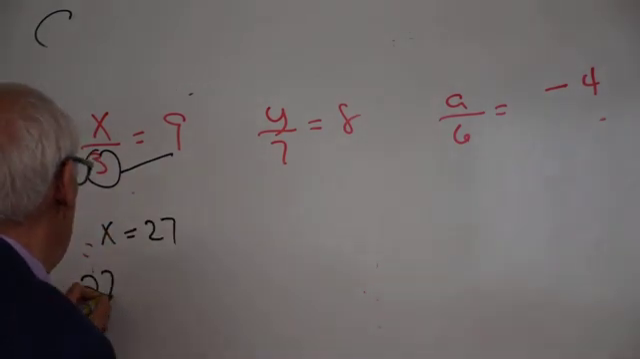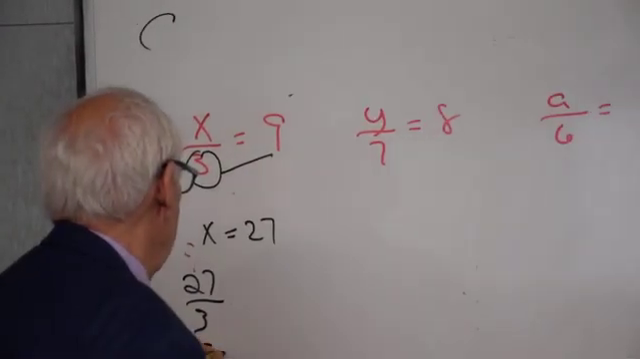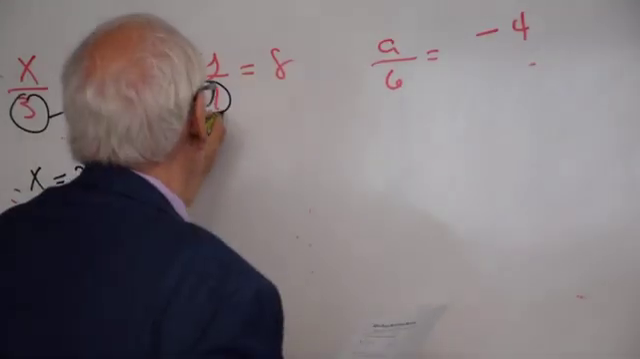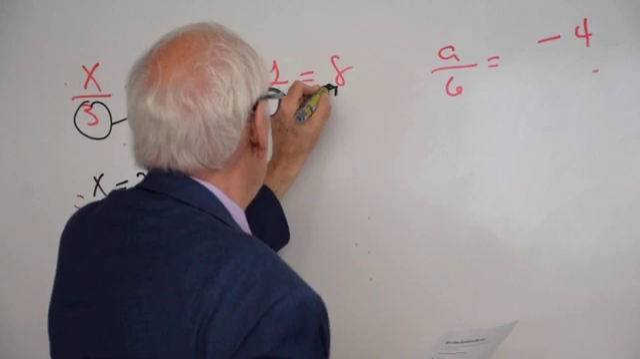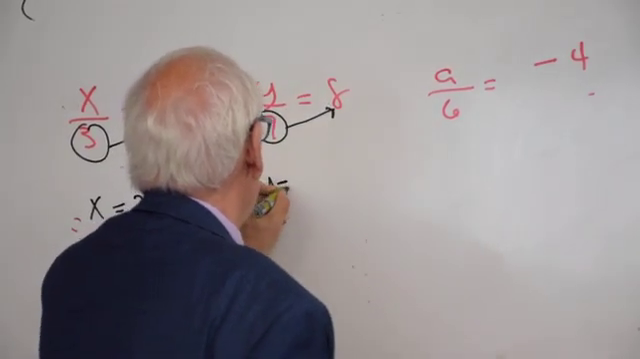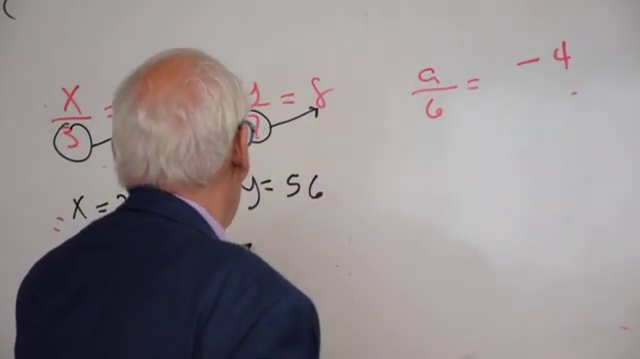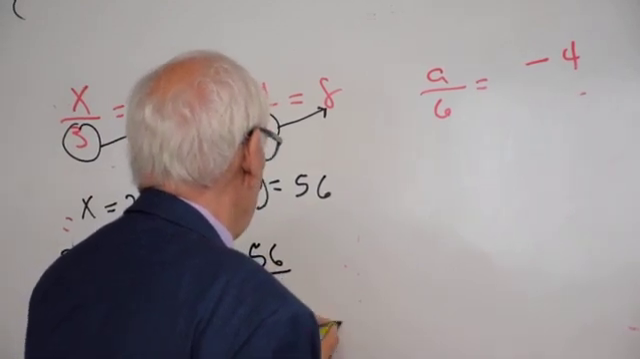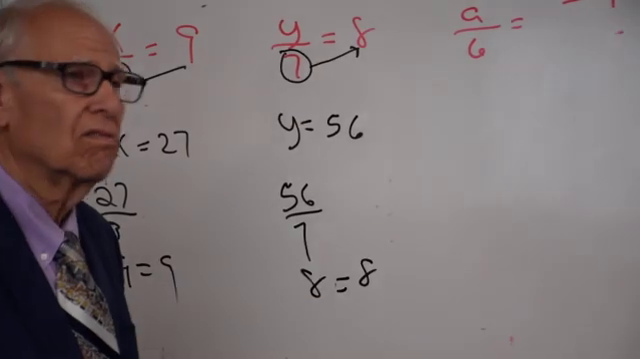So what's 27 divided by 3? 9 equals 9, right? That's what we're saying. So what are we going to do here? We're going to multiply the denominator times the whole number, and that's going to be y equals 56, right? So then we're going to divide 56 by 7, and we're going to say 8 equals 8. Does that make sense? Okay.